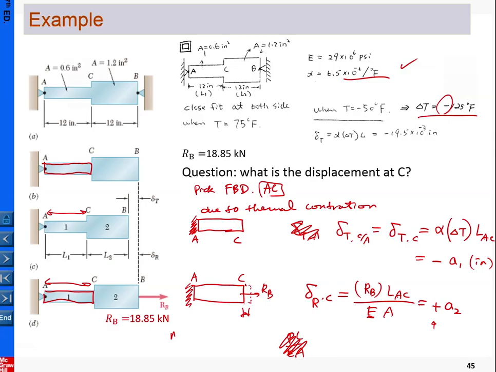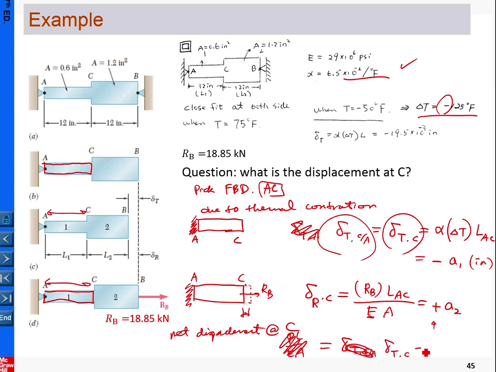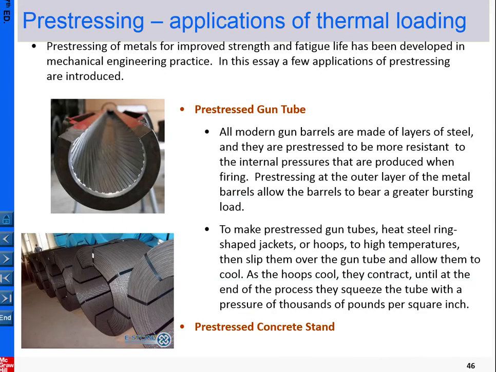Let me go back to there. So the net displacement at C simply equals the delta T thermal, this number, and C over A, and basically this C. So delta due to thermal, plus the delta due to reaction, so basically that is minus A1 plus A2. So basically two numbers here. So whatever number you calculate, if the result is negative, it indicates C moved leftward. If the result is positive, it indicates C moved rightwards. And so that is for this example here.